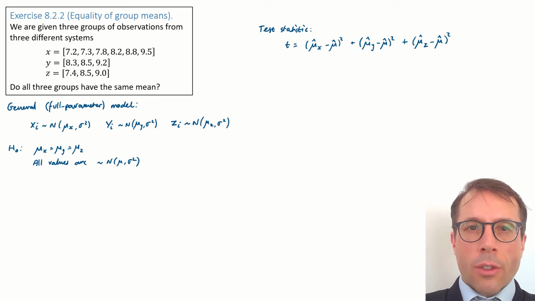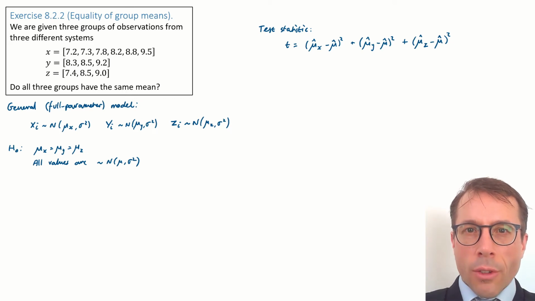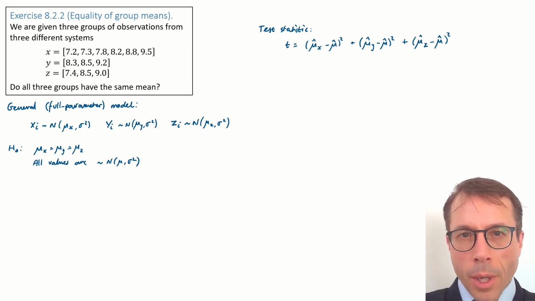Next, the bit that takes a creative leap, inventing a test statistic. Here's one that I invented out of thin air. I'm going to measure this test statistic here. Let's look at it. The first term measures the difference between mu hat sub x and mu hat. In other words, the difference between the mean of the x readings and the mean of the whole lot. If all three groups have the same mean, this term should be small. And I'm adding up terms like this for each of the three groups, so if any of the groups is different, my test statistic ought to be able to pick it up.